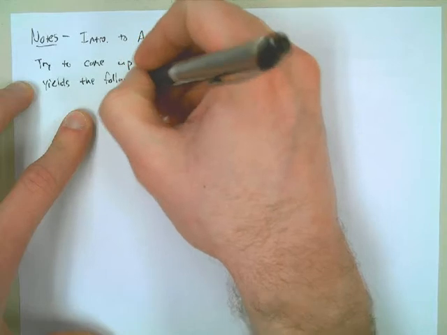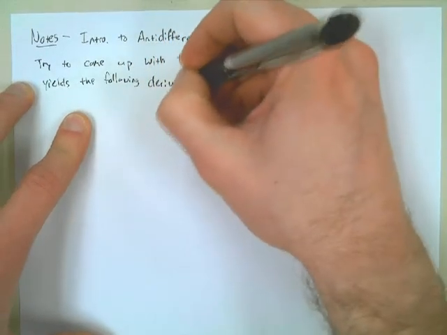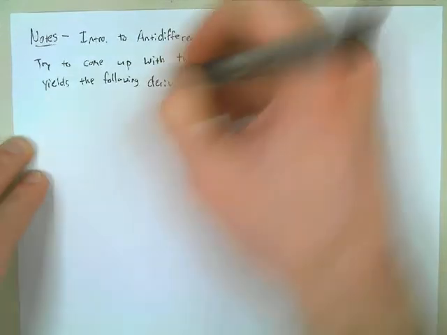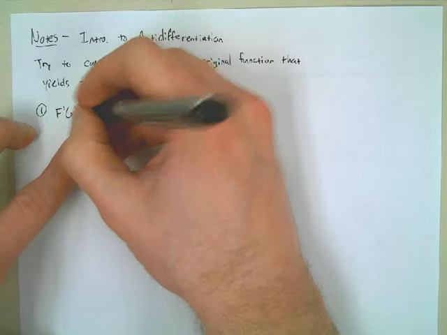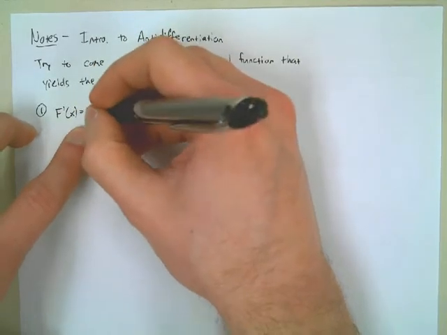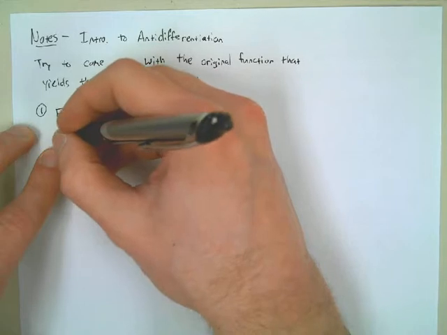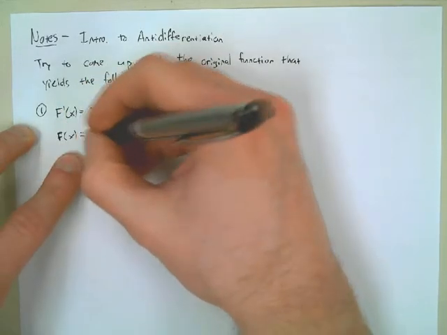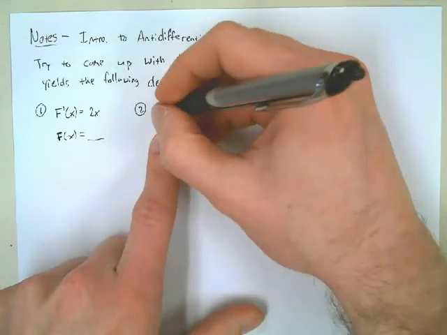Okay, so I'm going to give you 6 things. So use what you know about derivatives and try and kind of work backwards. We're getting one original function. So for example, if capital F prime of x is 2x, I want you to come up with what the original function is. Okay, what's the original function? And then so on and so forth. I'll give you just a few more here.